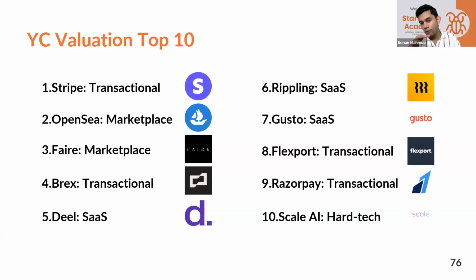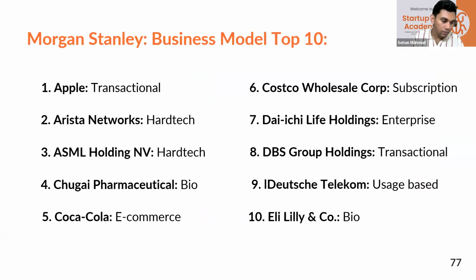And if you look at the most valued company of YC, the top 10 is Stripe, which is transactional, OpenSea, marketplace, Flare, marketplace, Brex, transactional, Deel. I talked about Deel. It's a SaaS. There's Rippling, Gusto, Flexport, Razorpay, Scale AI. These are, you can look, it's like transactional, marketplace, SaaS, and one of them is fintech.